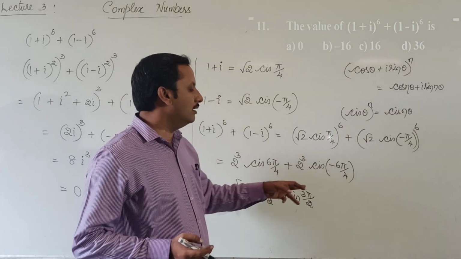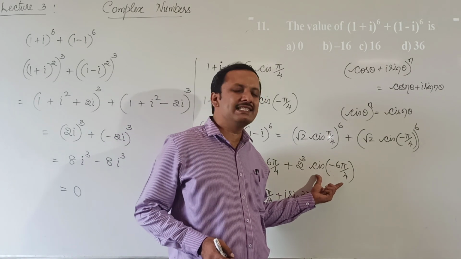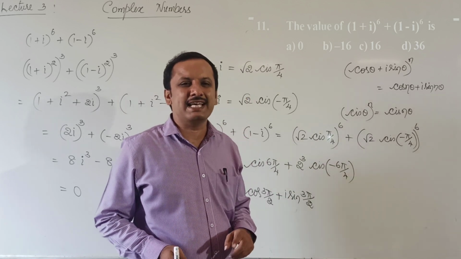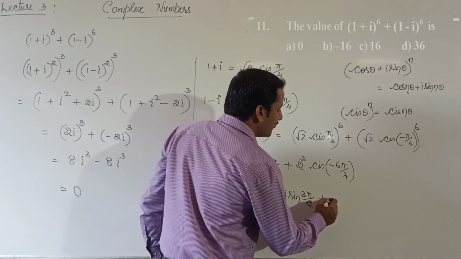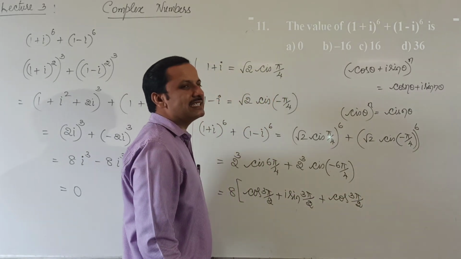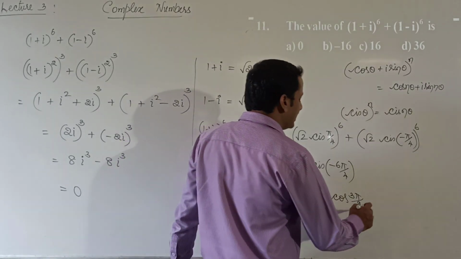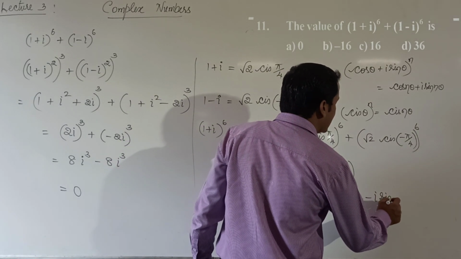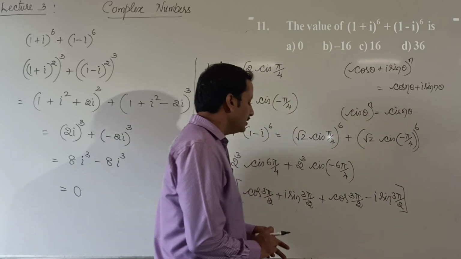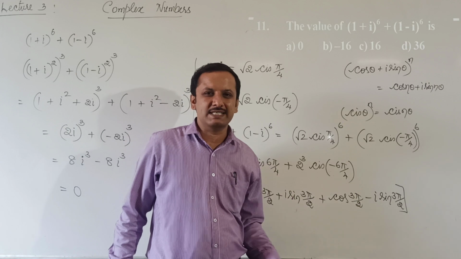Okay. Then minus 6 pi by 4, that is minus 3 pi by 2. It is cos of minus 3 pi by 2 plus i sin of minus 3 pi by 2. Cos of minus 3 pi by 2 is cos 3 pi by 2 itself. Sin of minus 3 pi by 2 can be written as minus sin 3 pi by 2. So you get minus i sin 3 pi by 2. Okay. So here this i sin 3 pi by 2 gets cancelled.